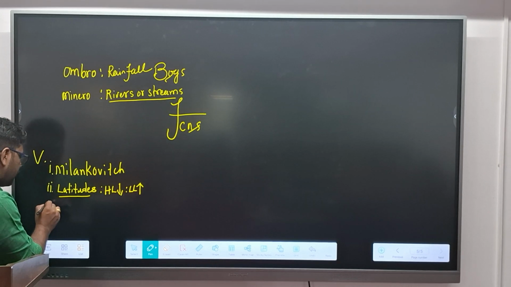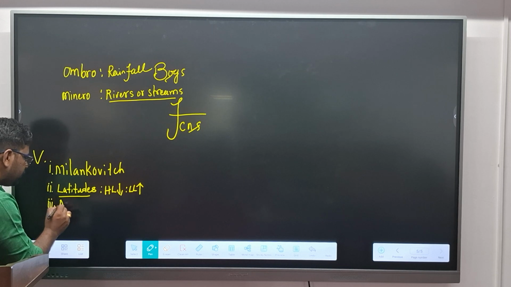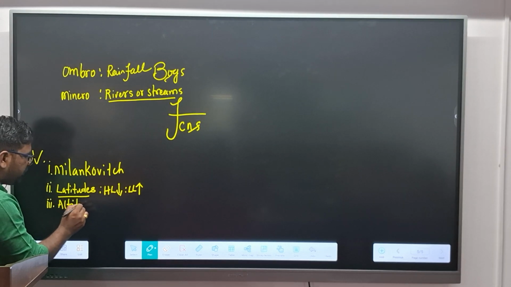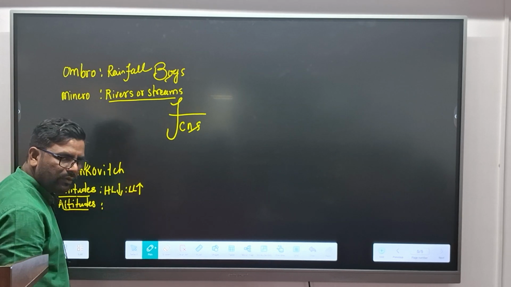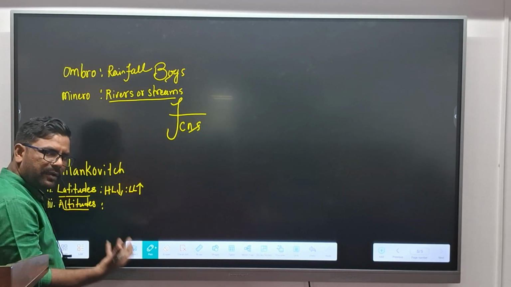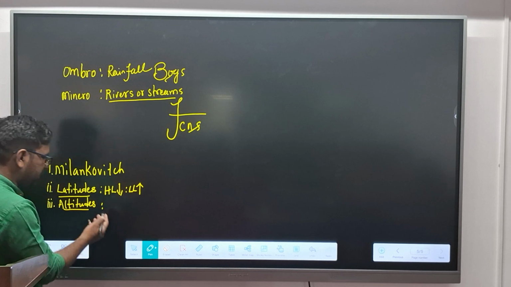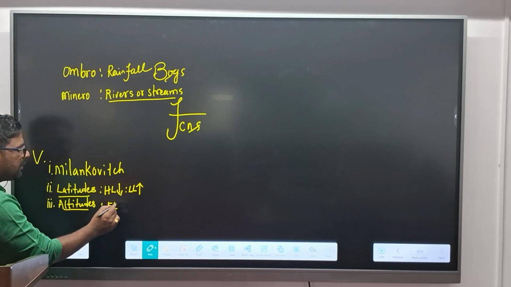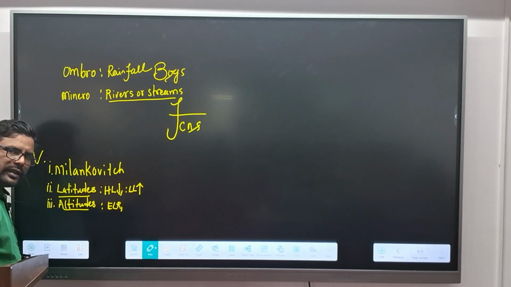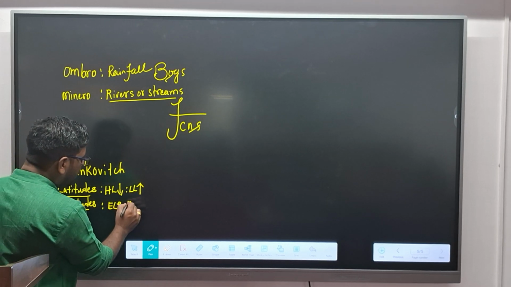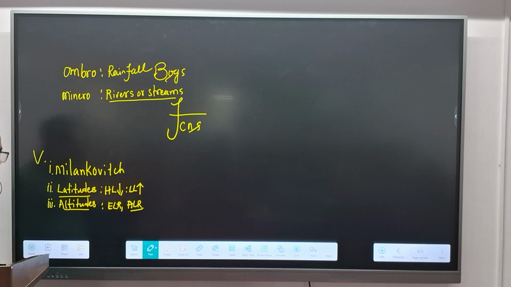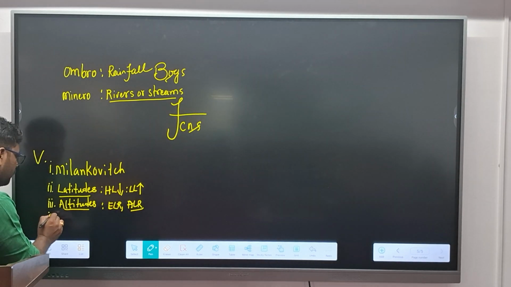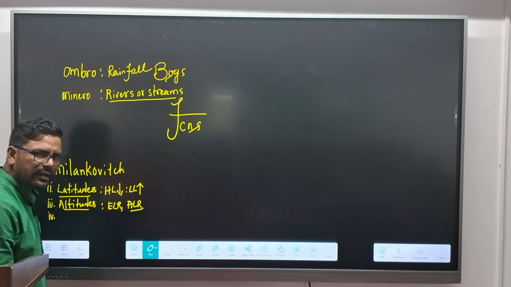And the next factor you can say is altitudes. You knew this. As you go up, temperature decreases. It can be explained through ELR and ALR, right? Okay, ELR and ALR. And the fourth one, tell me, what else again?